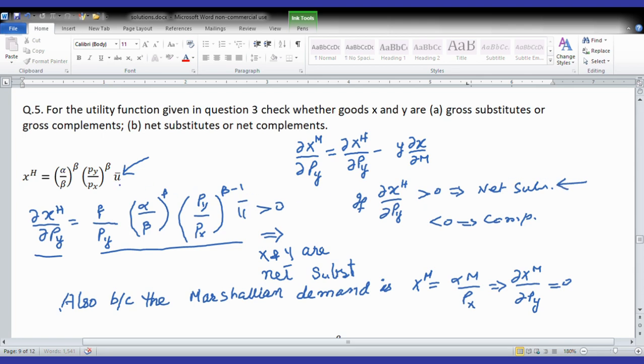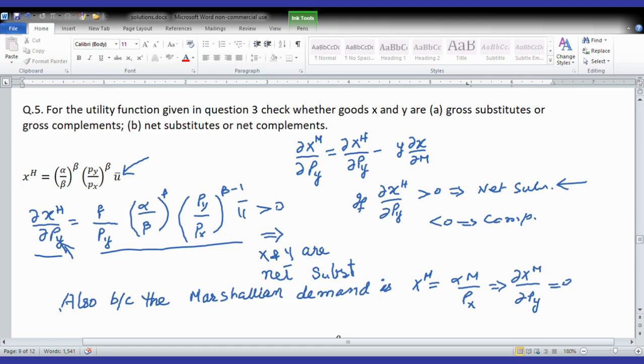You first will be writing down the Hicksian demand function, and then you will take the derivative of the Hicksian demand function with respect to the price of the other good. If you are able to prove this derivative is greater than 0, then this means that the two goods are net substitutes, and if you are able to prove that the derivative is less than 0, then this would imply that the two goods are net complements.